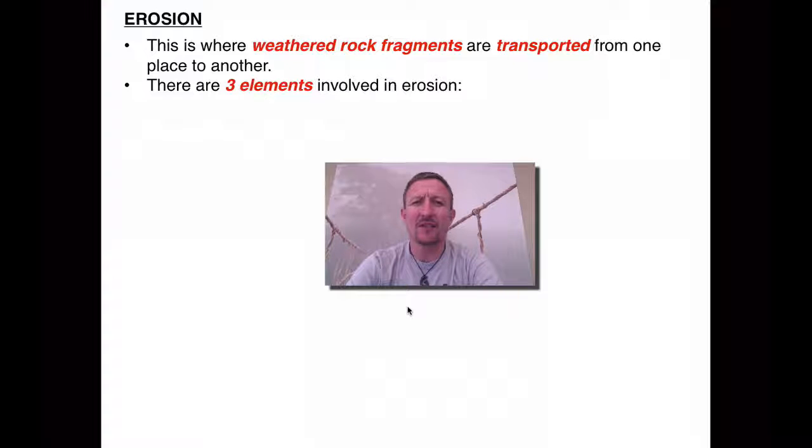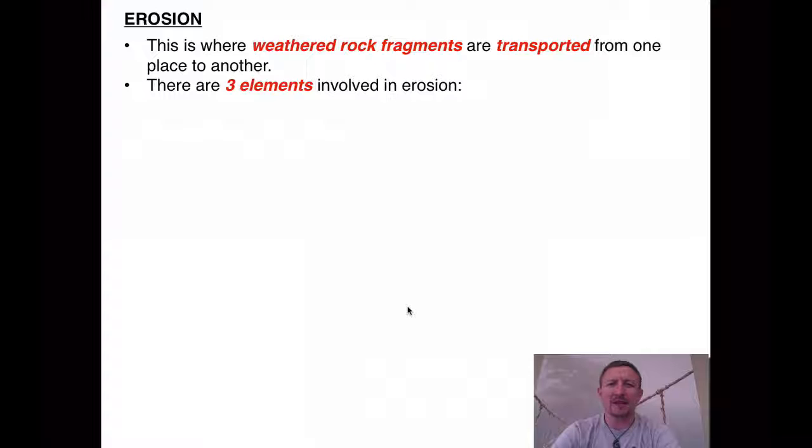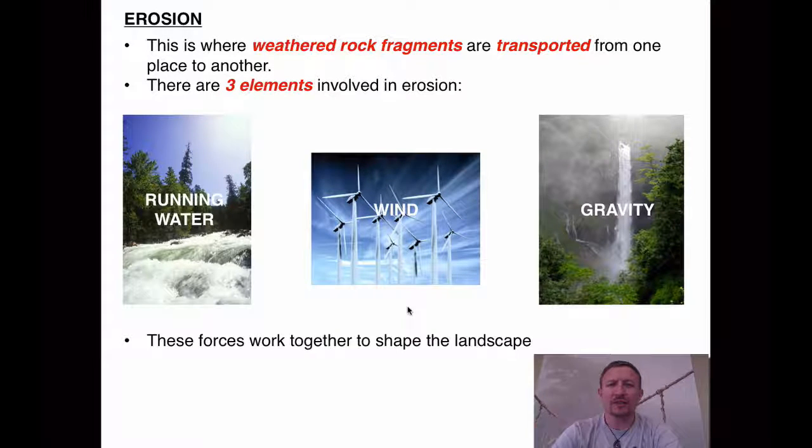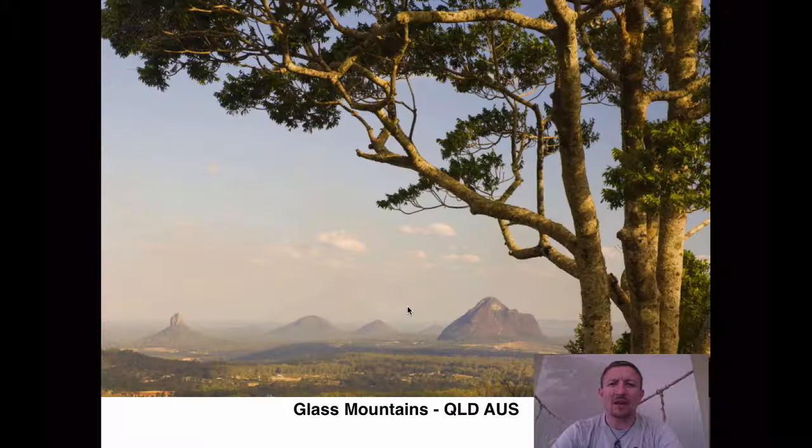Now, this process of transportation is called erosion, and there are three main elements which make up this process of transportation, and they are running water, wind, and gravity. As a result, these forces work together to shape the landscape that we know today.